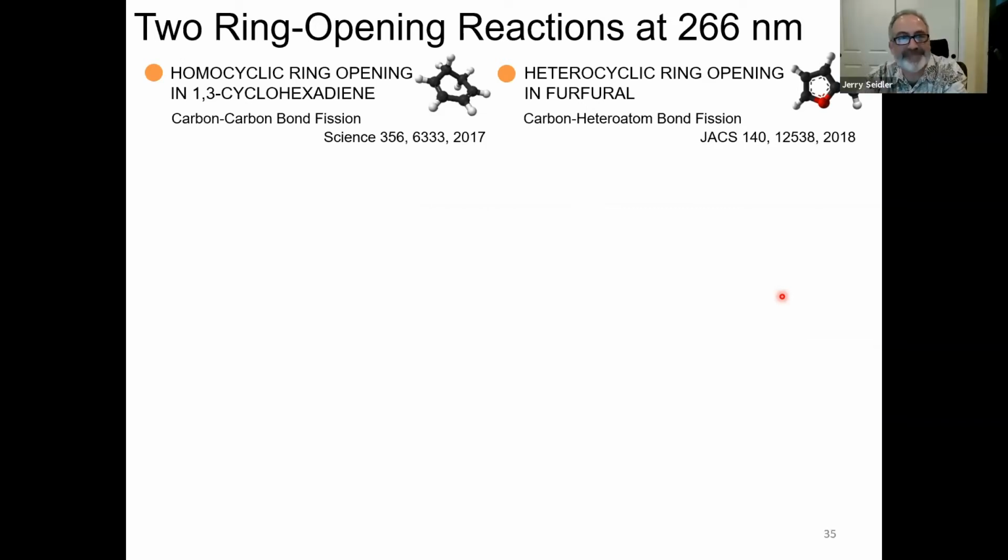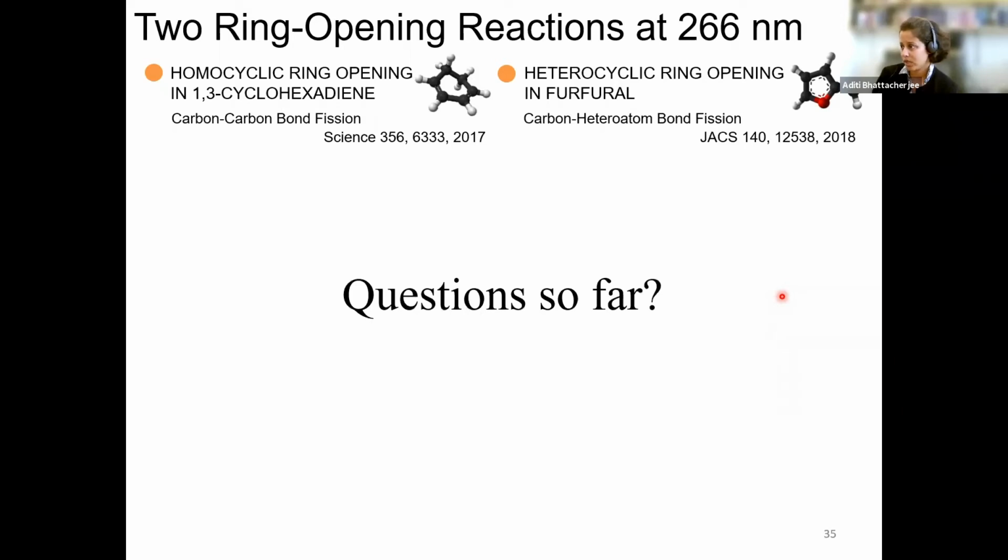And so I wanted to quickly compare between two ring opening reactions. I've showed you one, which is a parent hydrocarbon on the left that undergoes a carbon-carbon bond fission. On the right is a new molecule just coming up, which is a carbon-heteroatom bond fission. Before I go to the details of this, questions, please.